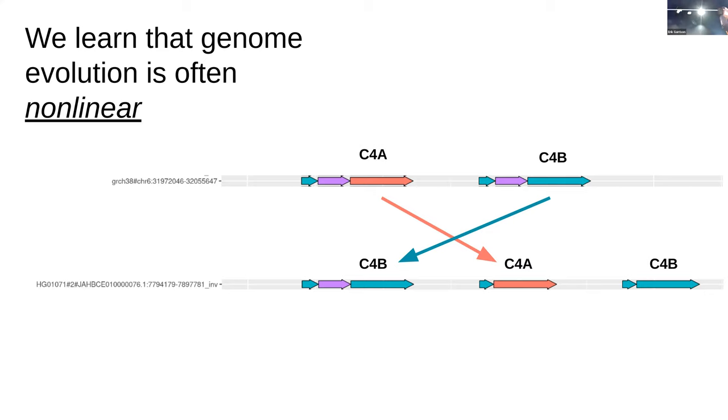So this might have been three copies. It might have had two copies of A and then one of B. But what happened at some point in the past is that there was a conversion event of a copy like this one that overrode part of it, making it like C4B. And so this is what I mean by things are nonlinear. There's a companion paper to this work. It actually shows this is systematically happening all over the place, and it's a major source of variation in these kinds of genes.